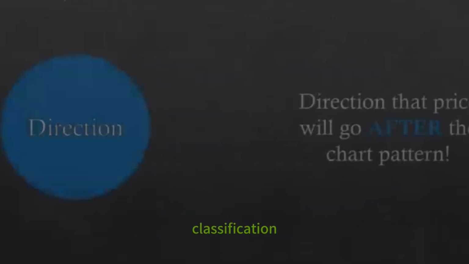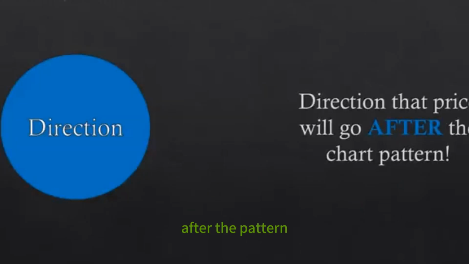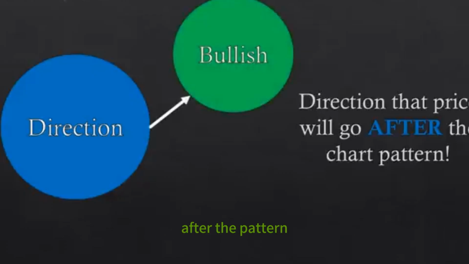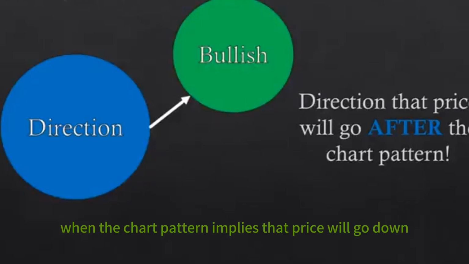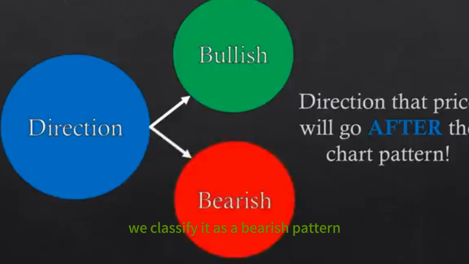The direction classification relates to the direction that price is supposed to go after the pattern. Since we are talking about price charts, there are only two directions that price can go, meaning that it can either go up or it can go down after the pattern. When the chart pattern implies that price will go up after the pattern, we classify it as a bullish pattern. When the chart pattern implies that price will go down after the pattern, we classify it as a bearish pattern.